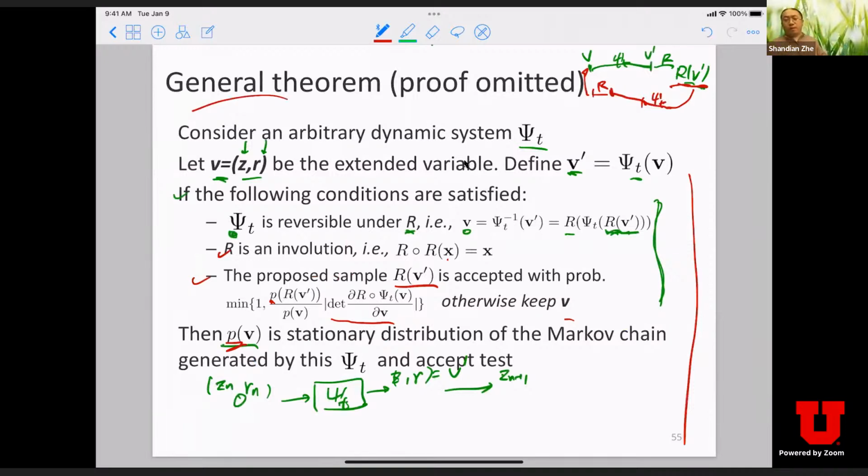Also, please try to apply this theorem to the Hamiltonian system and instantiate our discussion again. It will definitely strengthen your understanding of this.